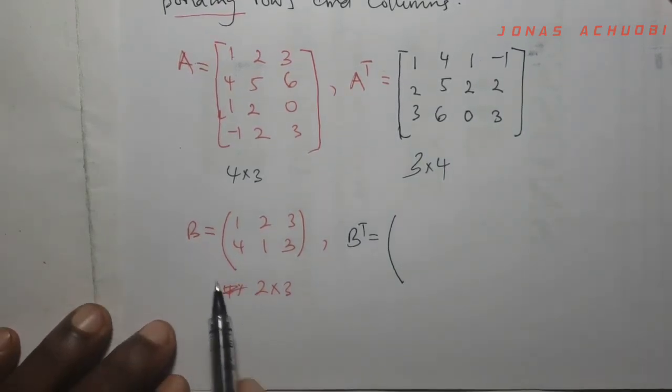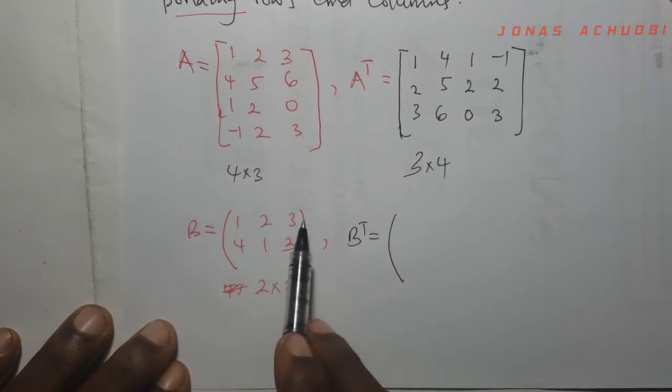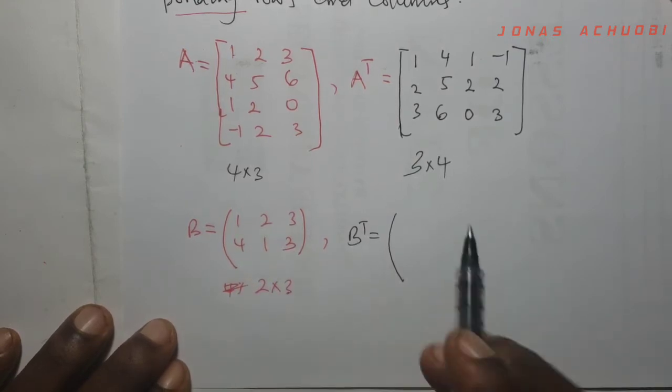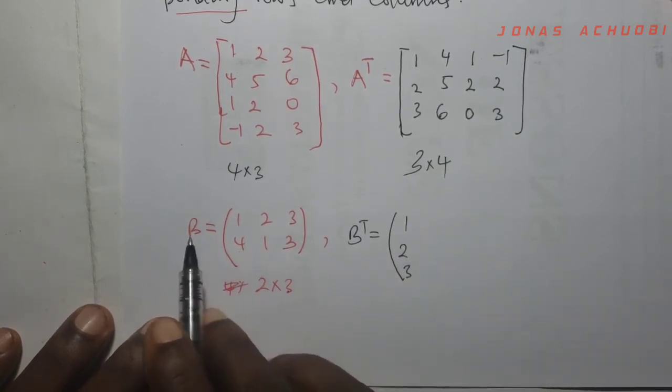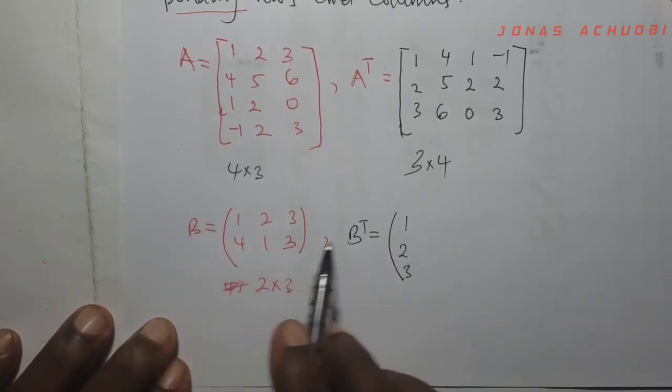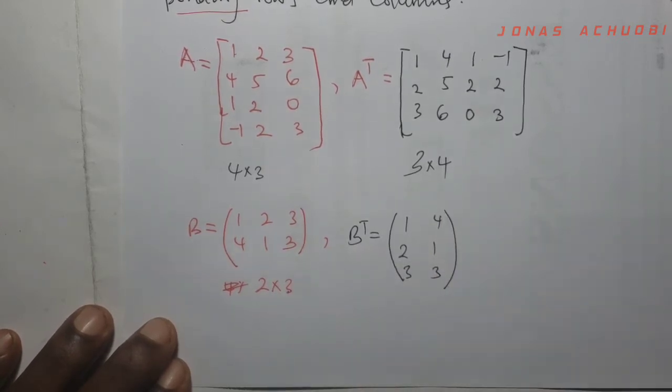Okay, this one has matrix B with 2 rows and 3 columns. So the transpose will have 3 rows and 2 columns. Let's see if that's true. Row 1 is 1, 2, 3. That becomes column 1 of the transpose. Row 2 of matrix B, 4, 1, 3, becomes column 2 of the transpose. So 4, 1, 3. And that's the transpose.